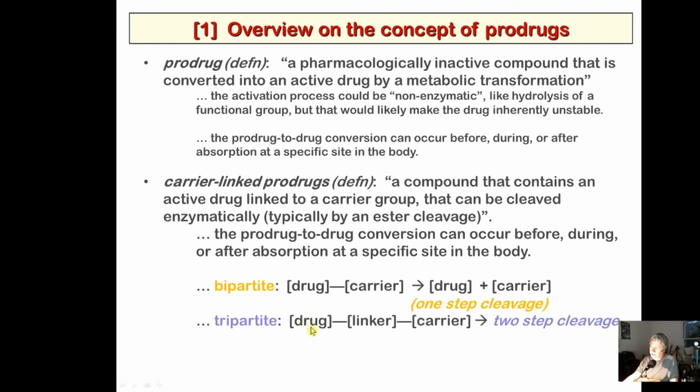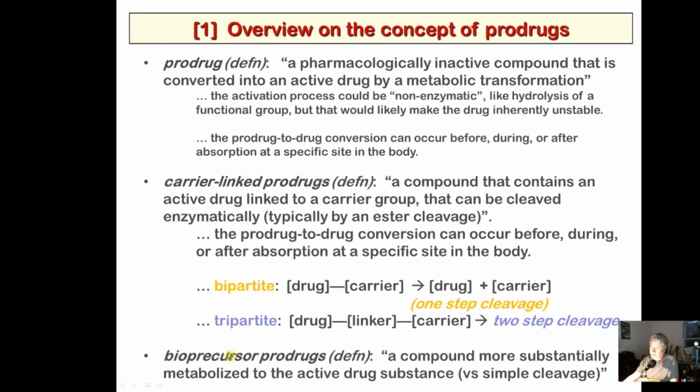So a tripartite prodrug would have a drug, some kind of a linker group. It could just be an atom or two, or maybe a more substantial set of atoms, and then a carrier. And this is usually a two-step cleavage. So maybe the linker-carrier linkage gets clipped first, and then the other part just sort of falls off. Then the linker usually spontaneously gets chopped off. So that's what we mean by bipartite and tripartite prodrugs.